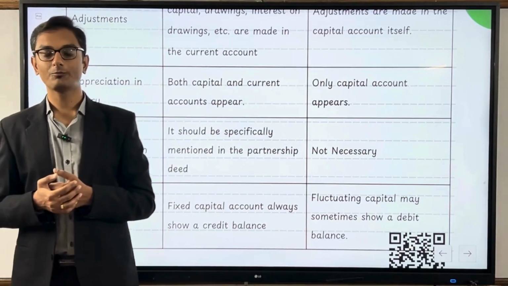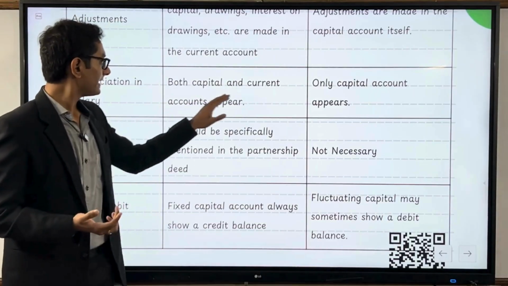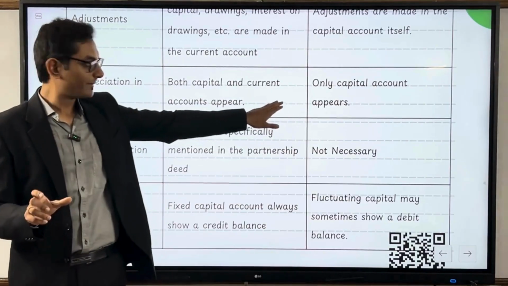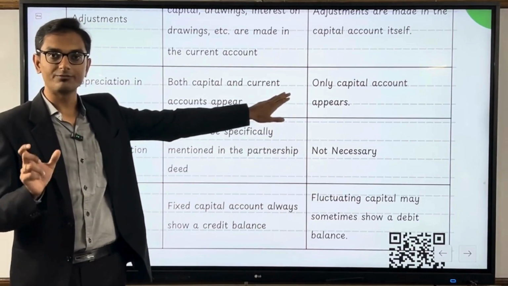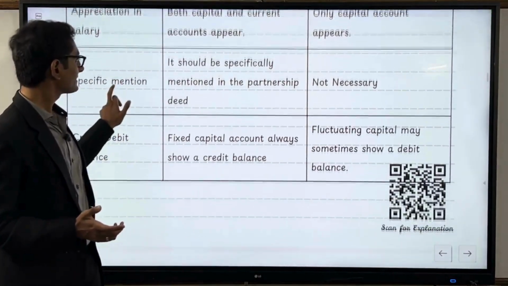Now, how to present it in the books of account, that is, how to show it? Both the capital and current account will appear in the books. And under the fluctuating capital method, there is only one account, the capital account, which will be represented. What specific mention is needed?